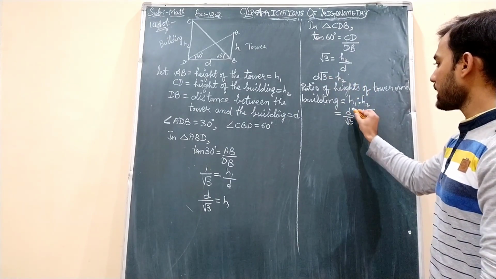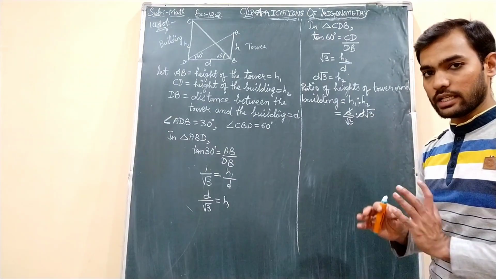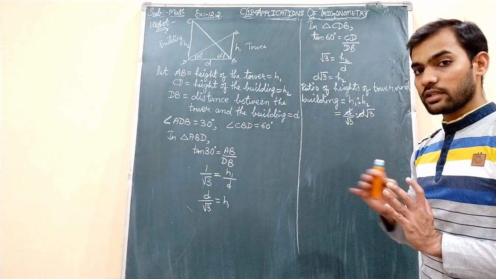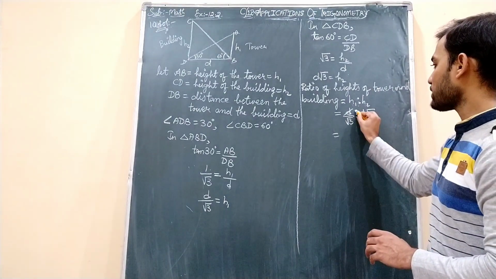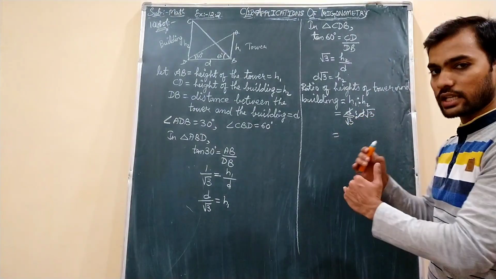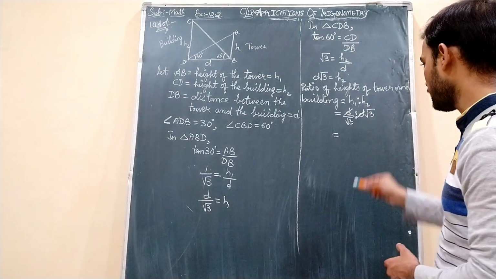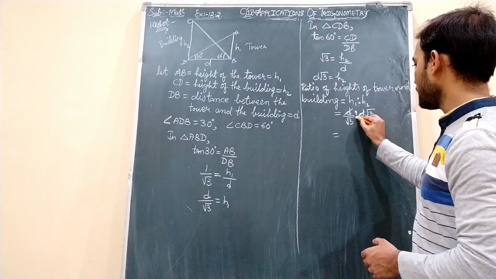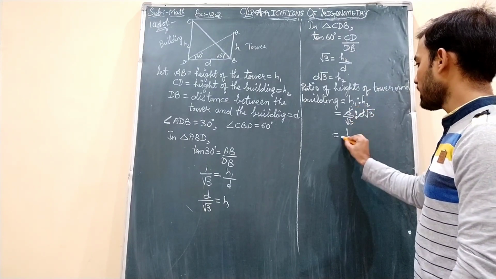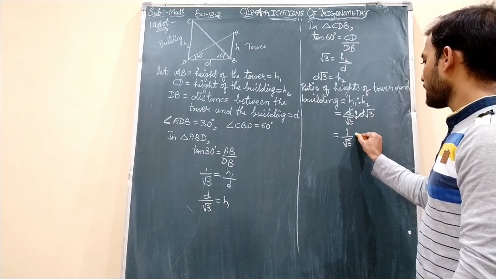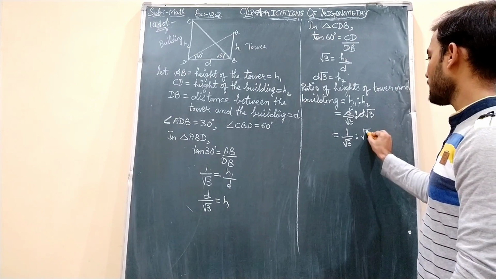So this D, they both get cancelled in the ratio. Left side, right side, this D gets cancelled. Actually, when you convert this ratio into division, this will come into the denominator only. So this is the ratio symbol. D got cancelled. Here 1 by root 3 remains and here root 3 remains.